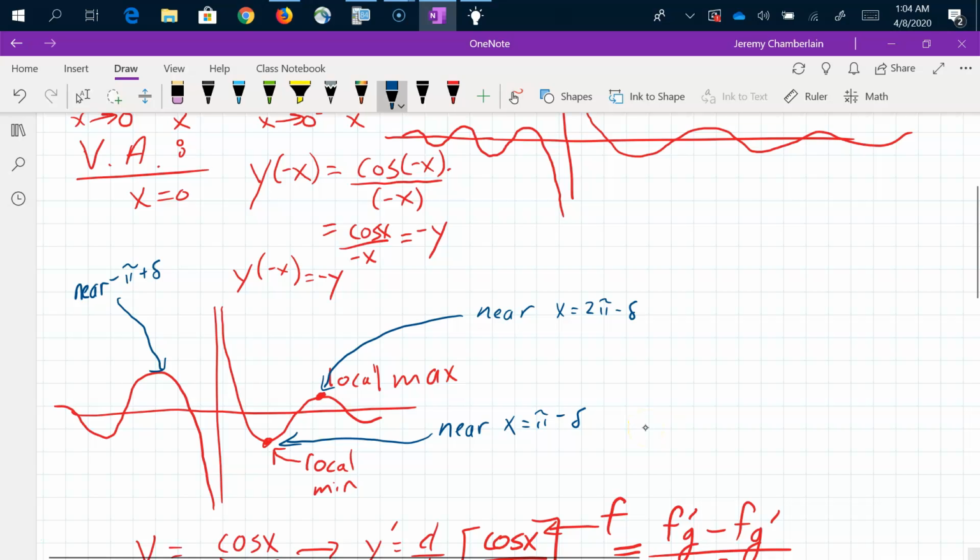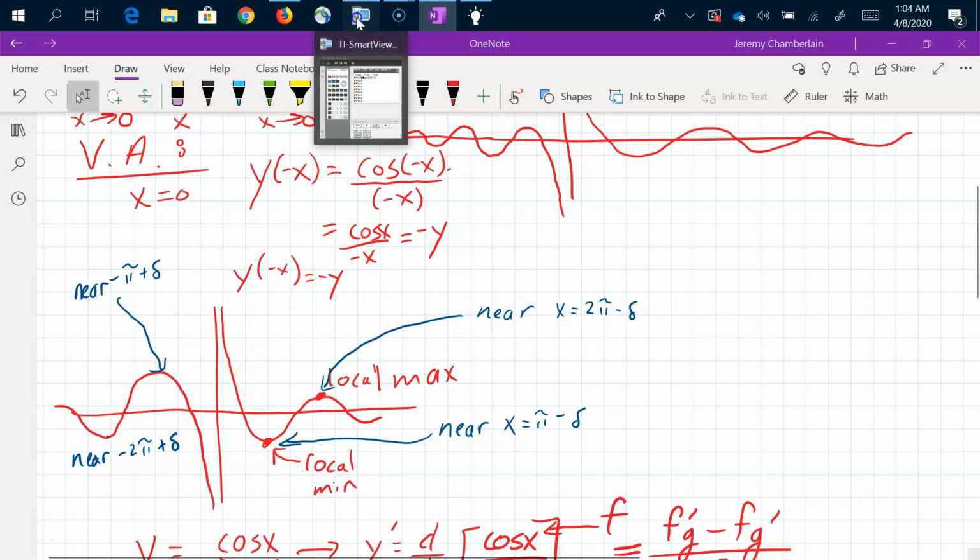And over here on this side, this will be near minus 2 pi plus delta. So there we have it. We've got a local max near 2 pi, a local min near pi, another local max near minus pi, another local min near minus 2 pi, and there's a vertical asymptote at x equals 0. So while this is our sketch, let's go ahead and verify with technology.